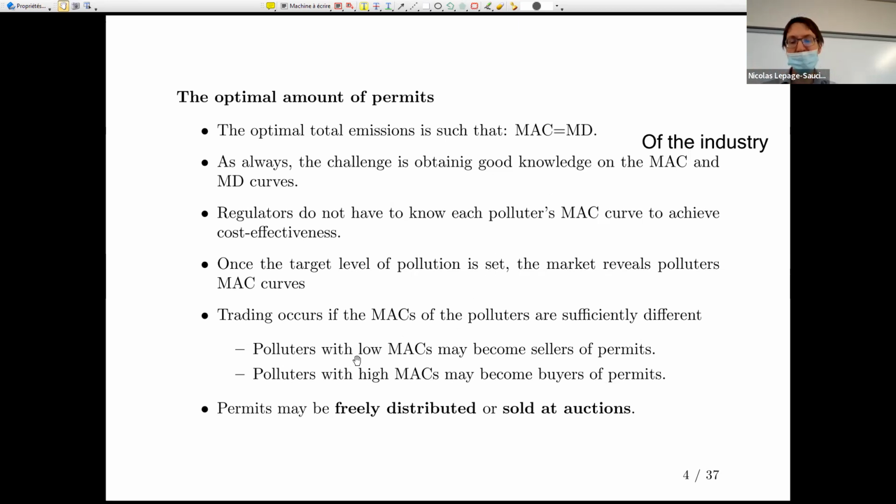So, for instance, if you give a certain number of permits to everybody, then polluters for which it's not costly to abate emissions are going to decide to sell their permits, because for them it's not too expensive to reduce emissions. And for older firms, it might be very expensive to reduce emissions, so they are going to want to buy these permits from the more modern firms.